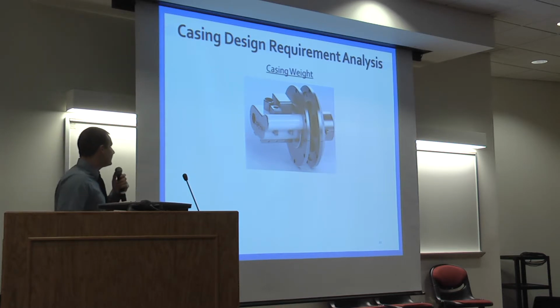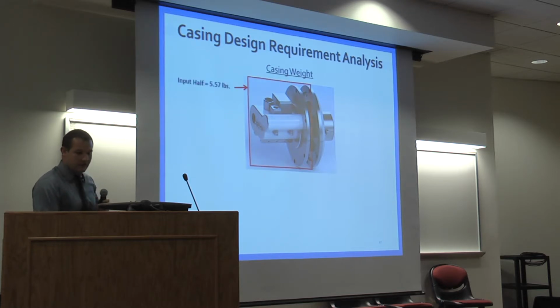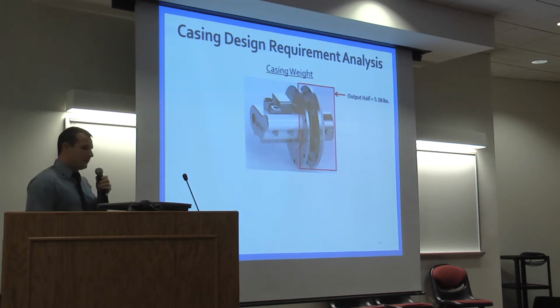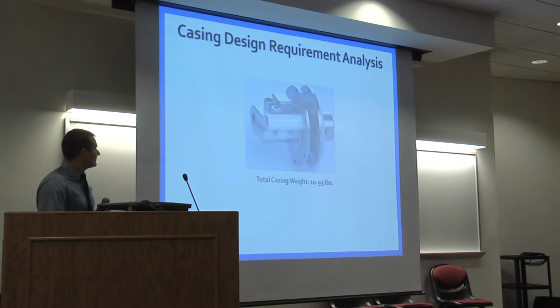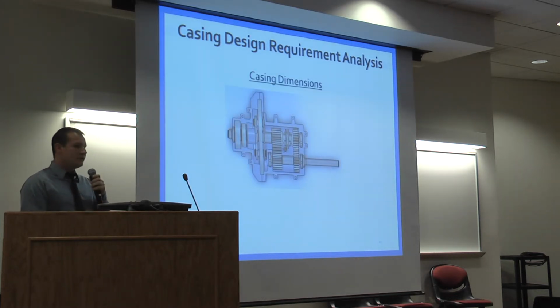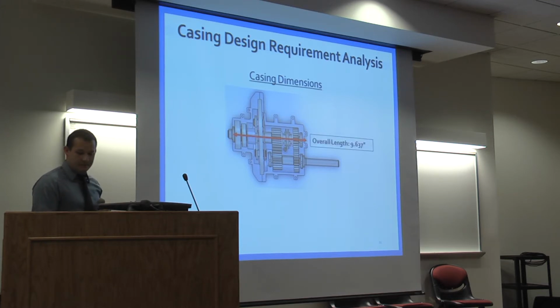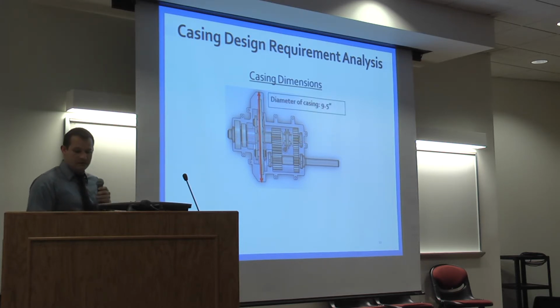After the design, the transmission casing had an overall weight on the input side of around 5.6 pounds. The output side has around 5.4 pounds. This brings a total of just under 11 pounds. Next is the overall casing dimensions. The overall length ended up being around 9.6 inches, and the diameter ended up being 9.5 inches.